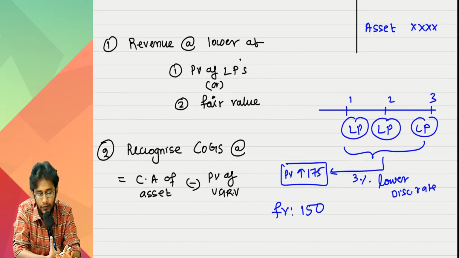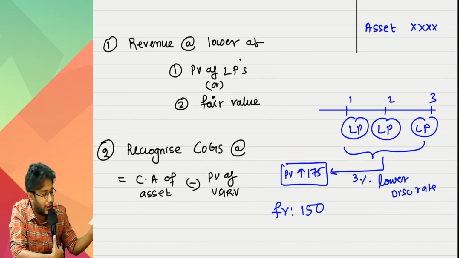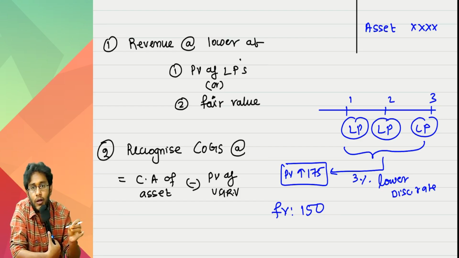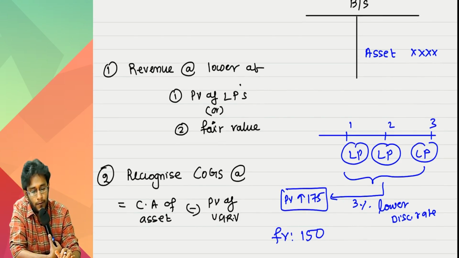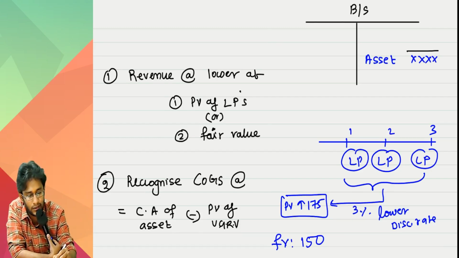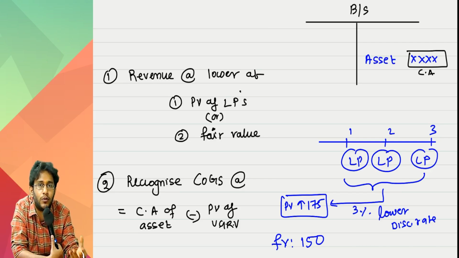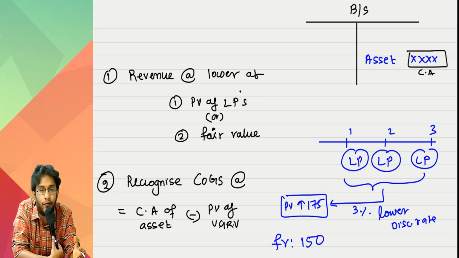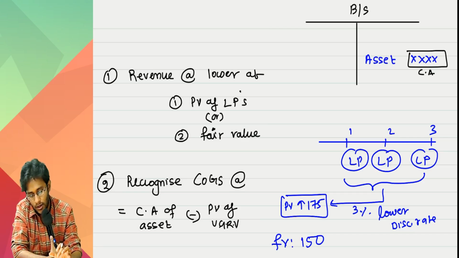Present value of UGRV too: you have to deduct it from the remaining net carrying amount and book that as cost of goods sold. In the balance sheet, the asset appears at this amount, some amount, I don't care which. Sir, why should I deduct PV of UGRV from this?